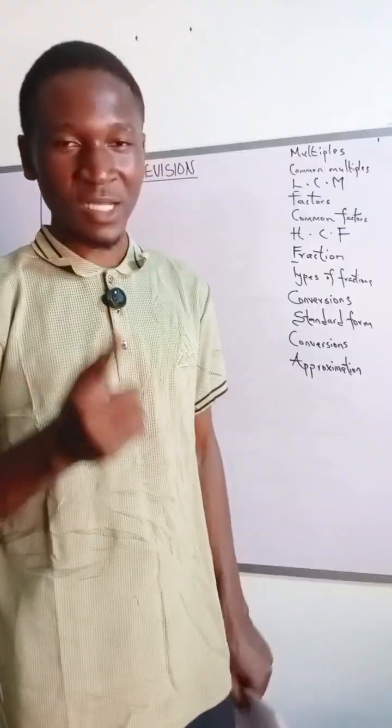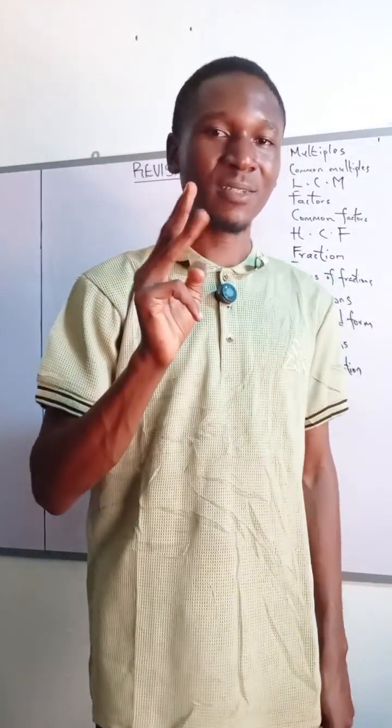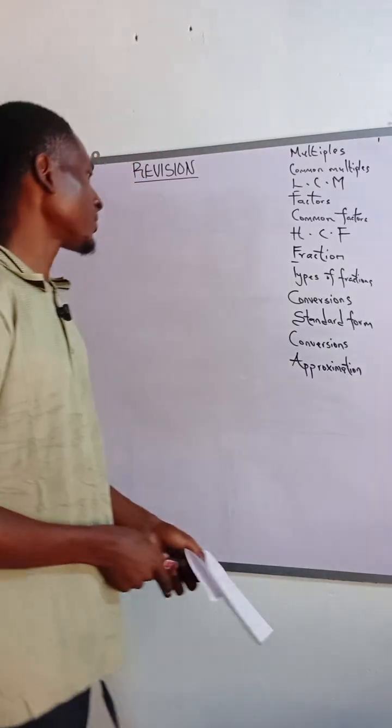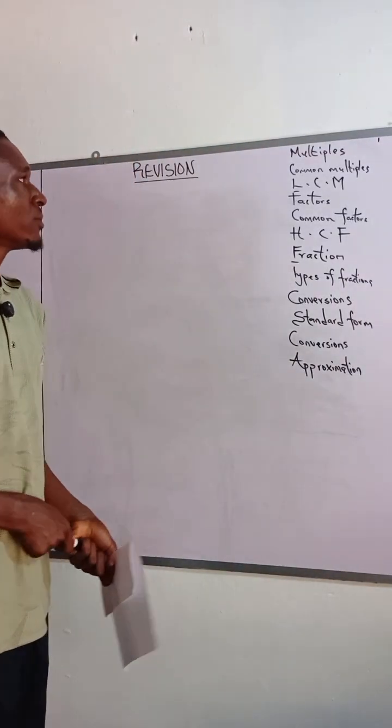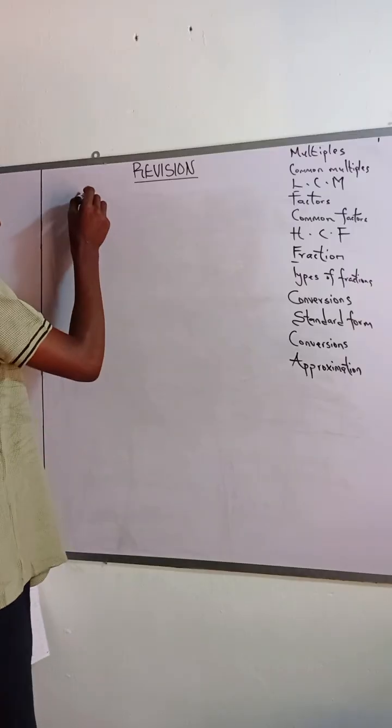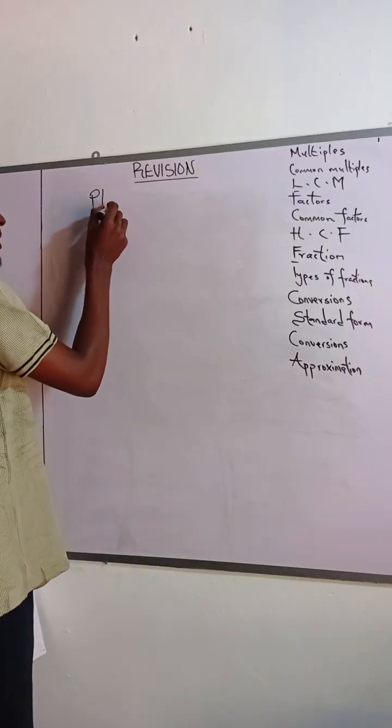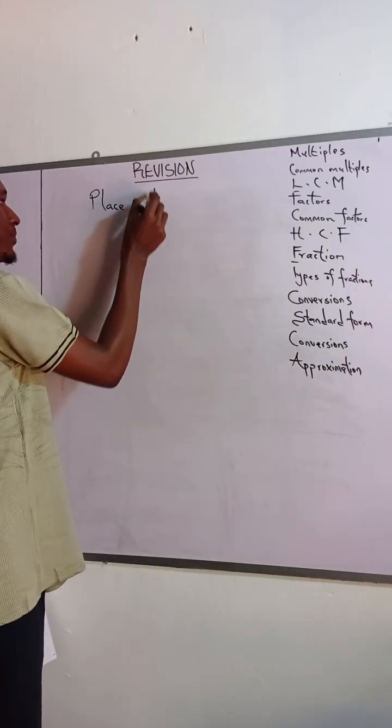Approximating to place value, approximating to decimal places, and approximating to what? Significant figures. Three different types. We'll take it one after the other and we'll round up this revision session. The first one is approximation to place value.